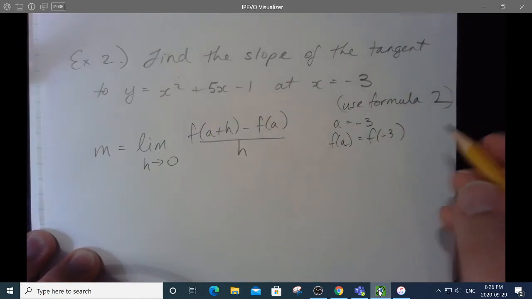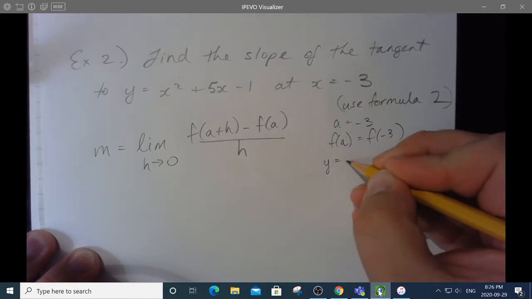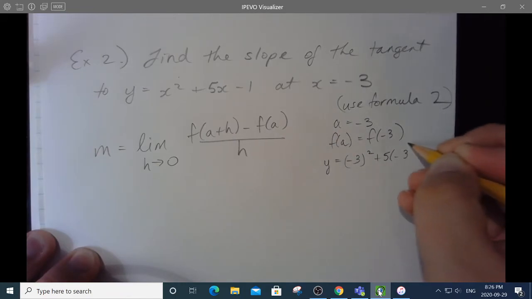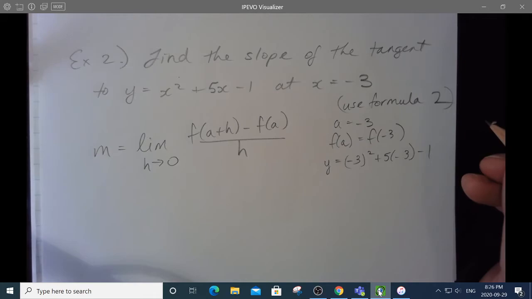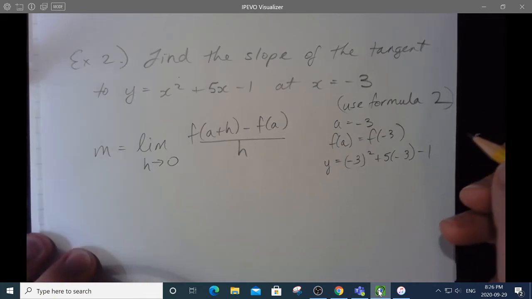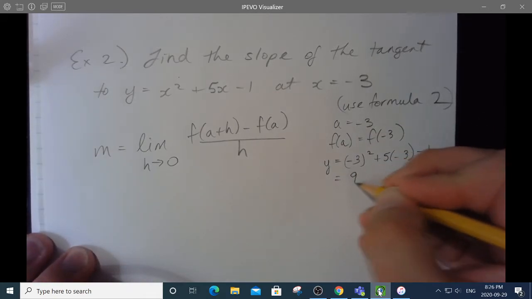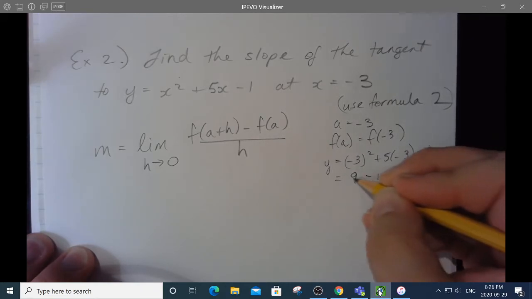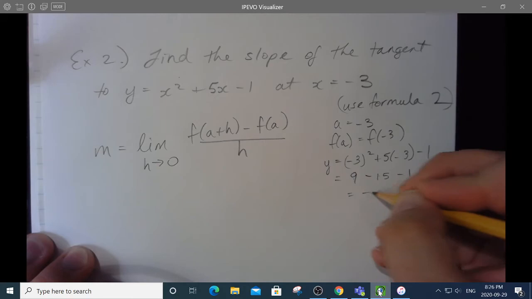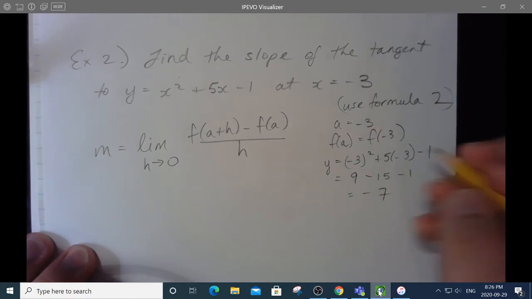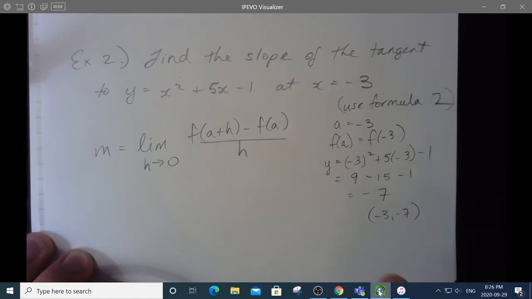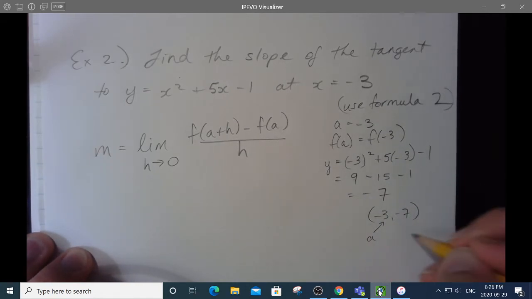So let's run negative 3 through there. y is equal to negative 3 all squared plus 5 times negative 3 minus 1. And when I run that through, I think I'm going to get negative 7. Am I right about that? That's going to be 9 minus 15 minus 1. 9 minus 15 is negative 6, minus 1, yep, is negative 7. So this point here, negative 3, actually gets to be negative 7. There we go. So that, again, is a, and that is f of a.